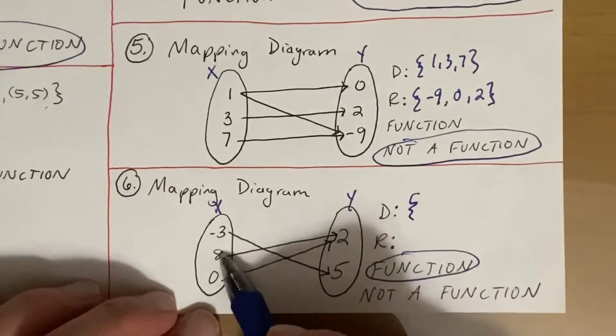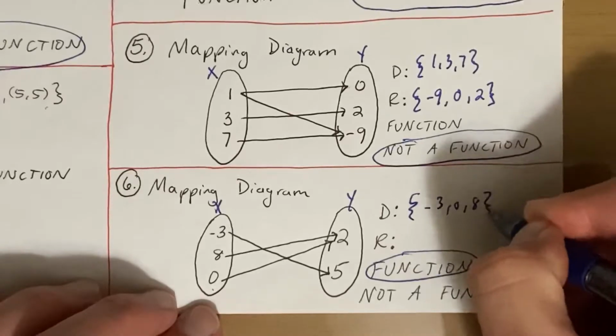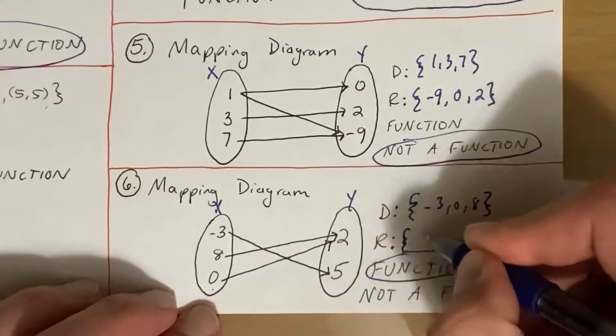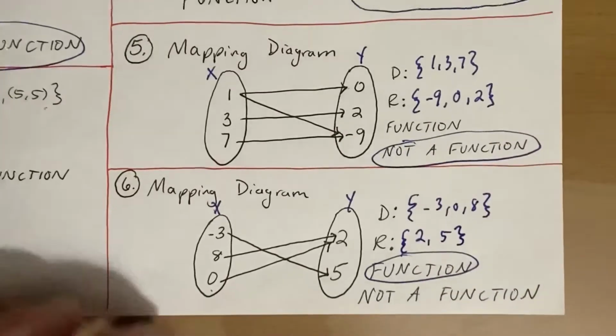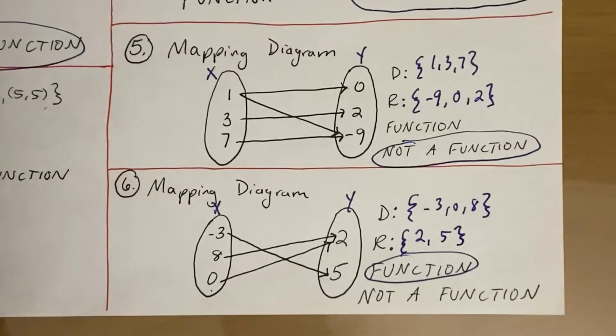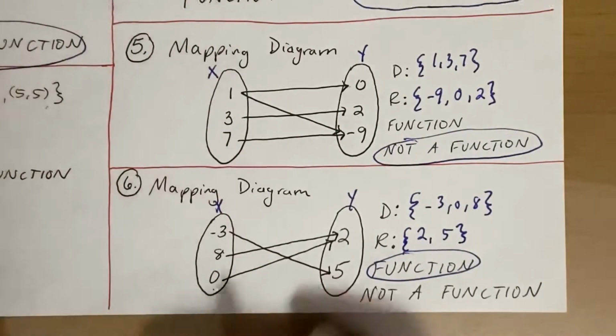Okay, so -3, 8, and 0. So -3, 0, and 8. And our range is just 2 and 5. Okay, so that is 1 through 3, an example of a function for a table and not a function for a table, also for a list and a mapping diagram.